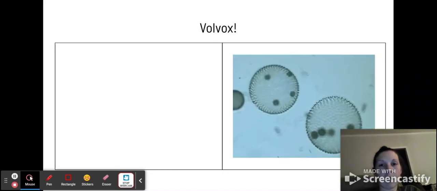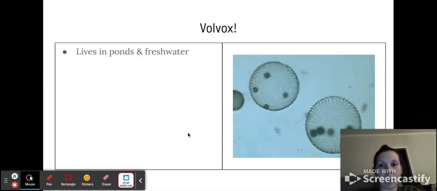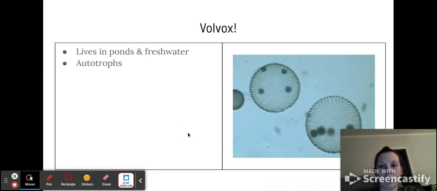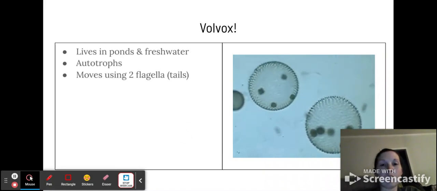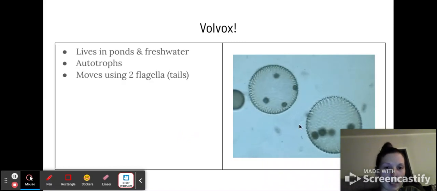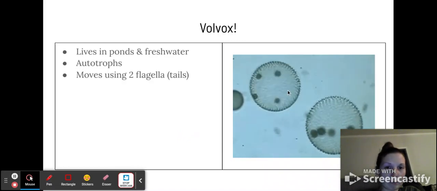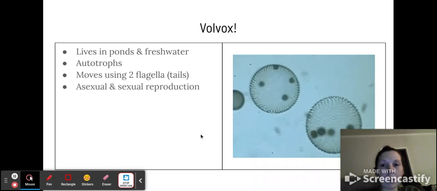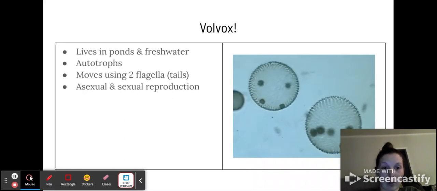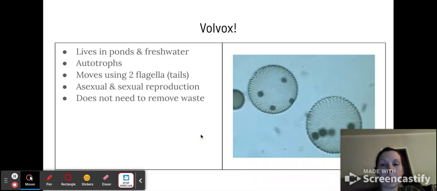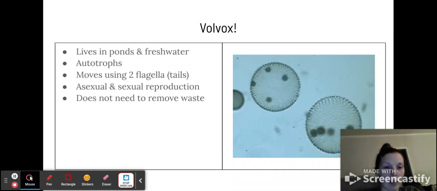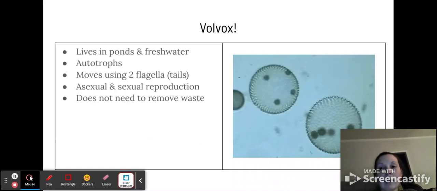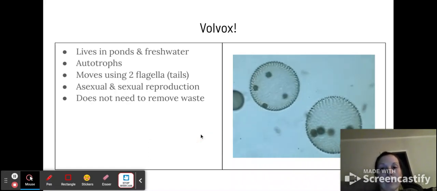And then the last one that we have here is a volvox. These live in ponds and freshwater as well. They are autotrophs. They move using two flagella, and you can't really see them in this picture because of the way that it's moving. They have asexual and sexual reproduction, so they can do both. They don't just reproduce off their own cells. They can sexually reproduce with other volvox. And then they do not need to remove their waste.